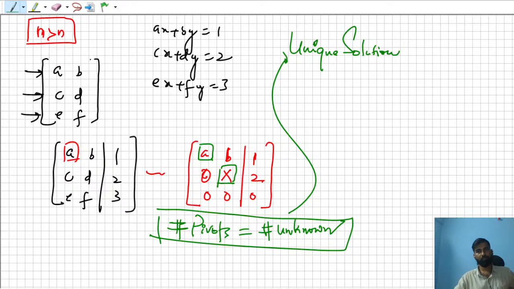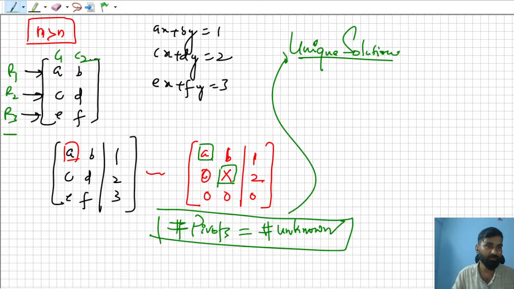Because by default, in the equation itself, how many unknowns are there? There are two unknowns, right? Because two columns are there, c1 and c2, and rows r1, r2, r3. So you will get a unique solution in this case. Understood?